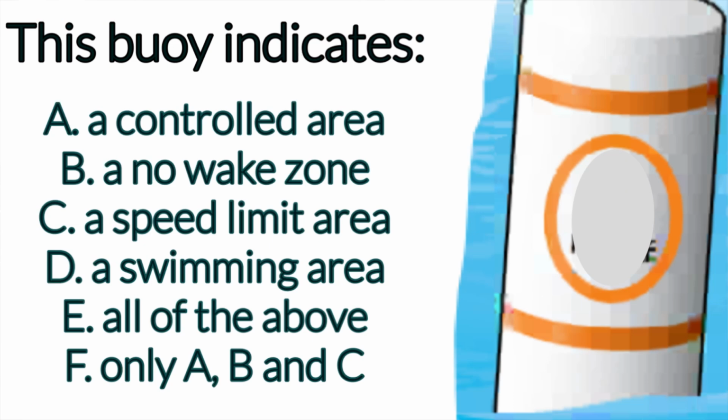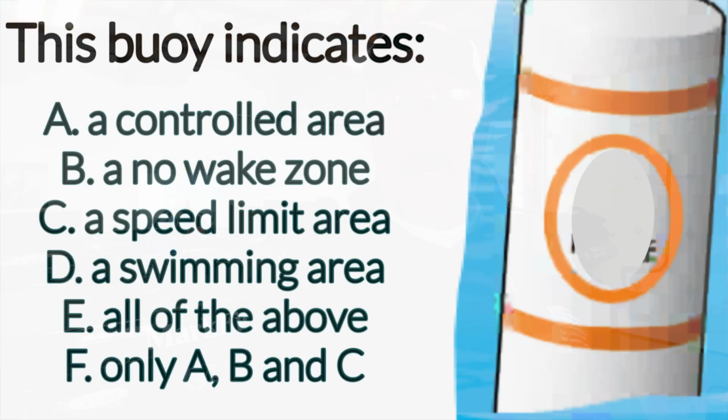And the question is, this buoy indicates what? A, a controlled area, B, a no-wake zone, C, a speed limit area, D, a swimming area, E, all of the above, or F, only A, B, and C? So which of those is your correct answer? And so I'm going to go through the answers to these as we're doing it.